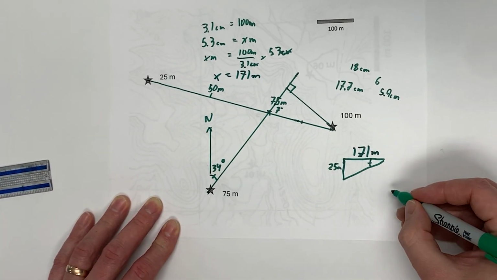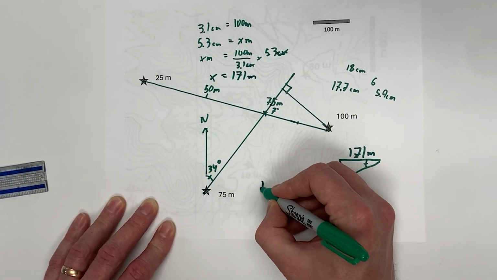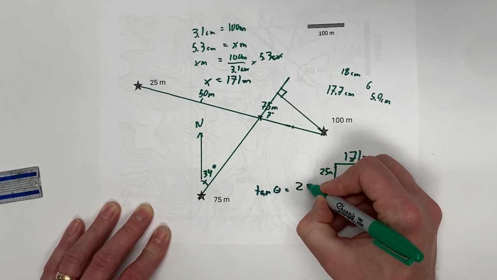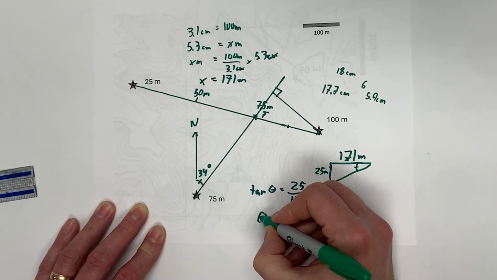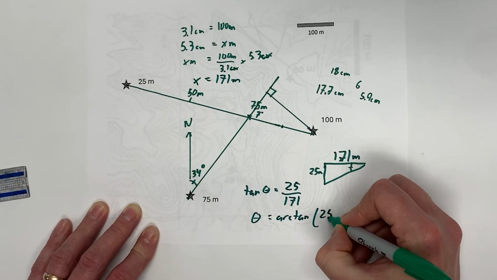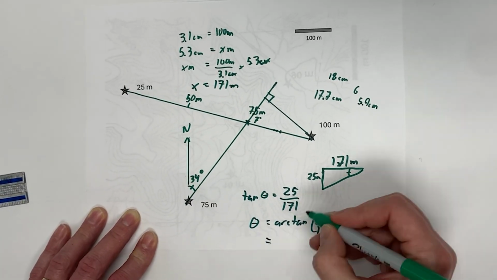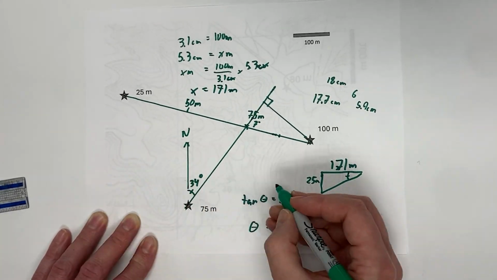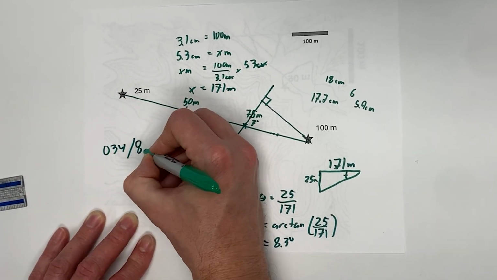Now we have to set up the tan equation. So tan of the dip is opposite over adjacent. So tan theta is equal to the opposite, which is 25 over 171. So theta is equal to arc tan 25 over 171. And that is equal to 8.3 degrees. So our strike is 034 and it's dipping 8.3.